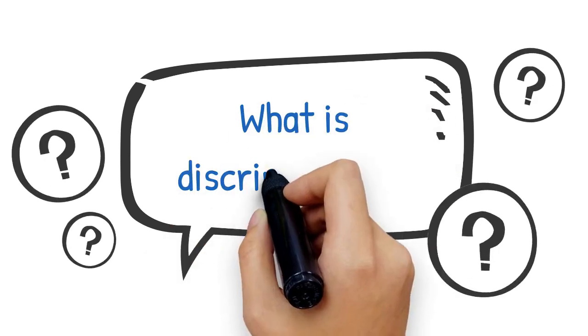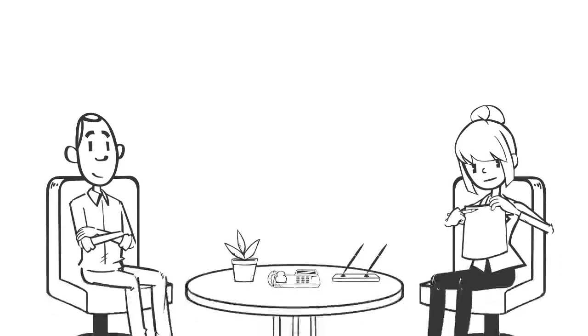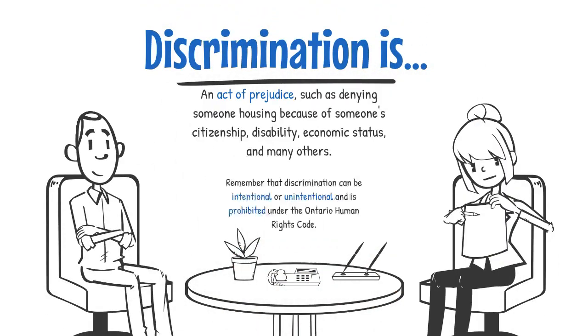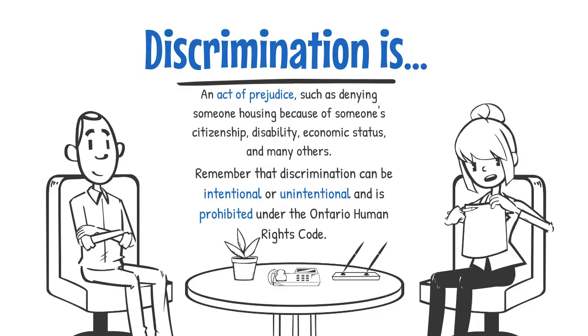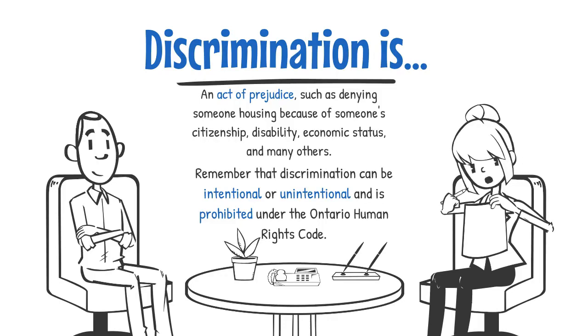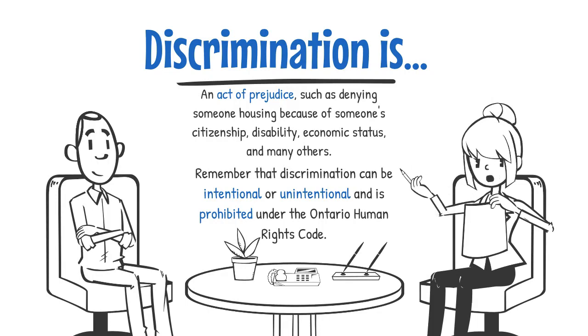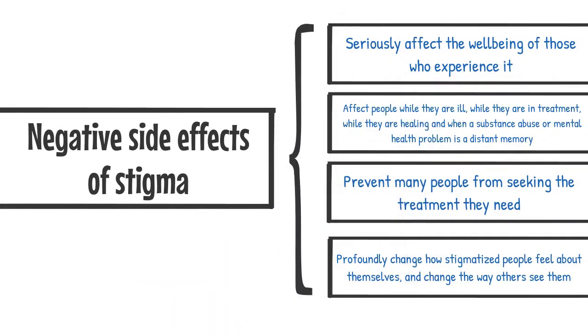What is discrimination? This was covered previously, but remember, discrimination is an act of prejudice, such as denying someone housing because of someone's citizenship, disability, economic status, and many others. Remember that discrimination can be intentional or unintentional and is prohibited under the Ontario Human Rights Code. The combination of prejudice and discrimination creates stigma, which can have several negative side effects on an individual.